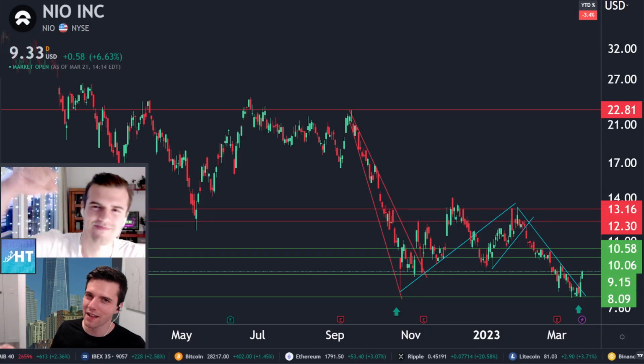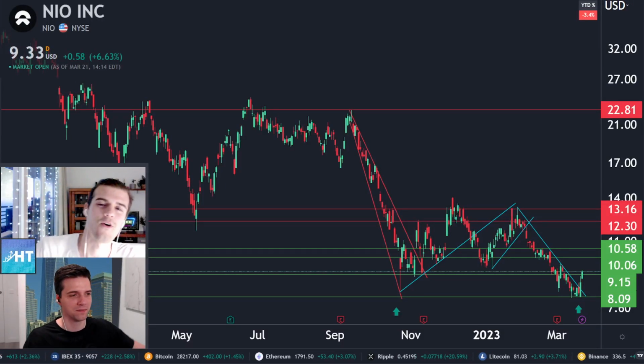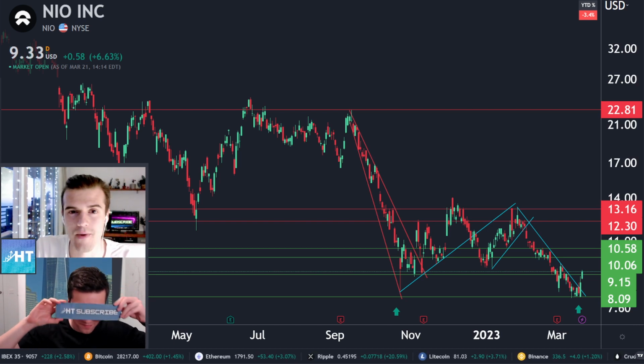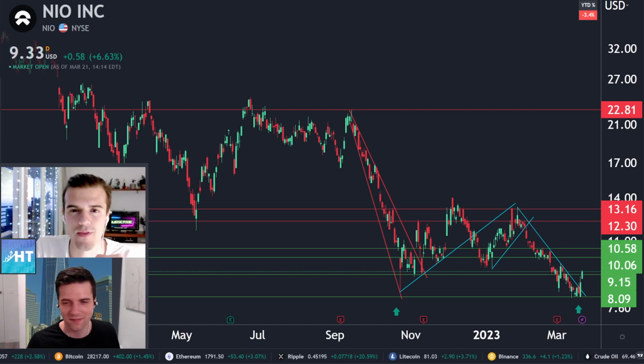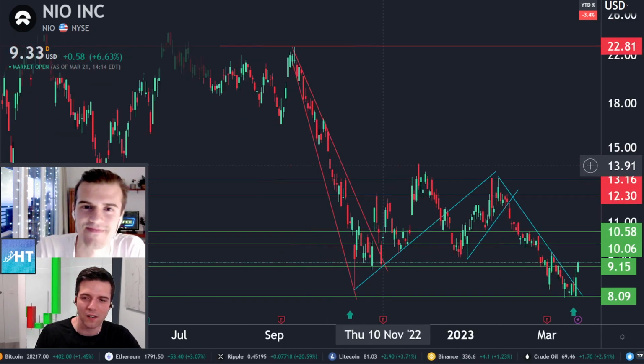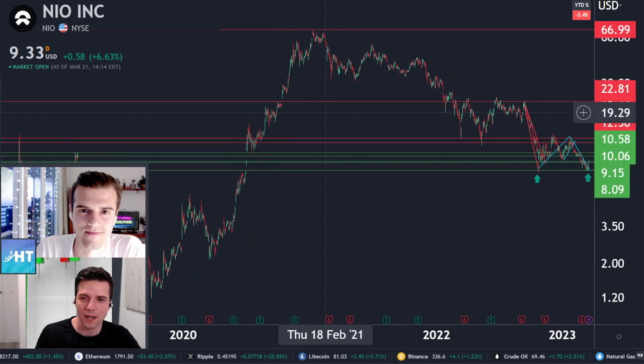Let's analyze together NIO. Let's go. Very interesting stock. Let's see what's going on right now because it seems like the price is bouncing and creating kind of a double bottom. So very interesting. Yeah, we have the logarithmic scale activated right now, and then we are analyzing the daily chart.